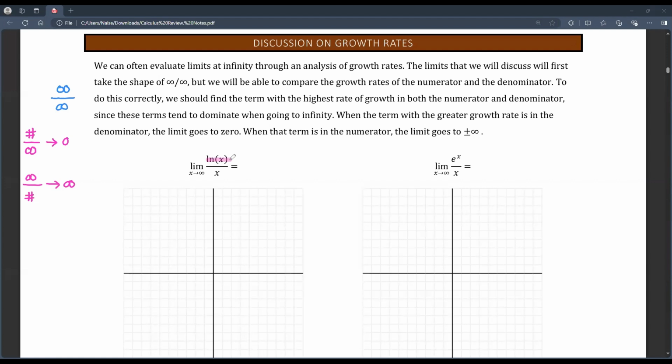In our first example, let's view ln of x as one function and x as another. In the xy plane, it becomes clear that x outgrows ln of x over time. The slower growth function can be thought of as going to a number compared to our faster growth function that heads to infinity.